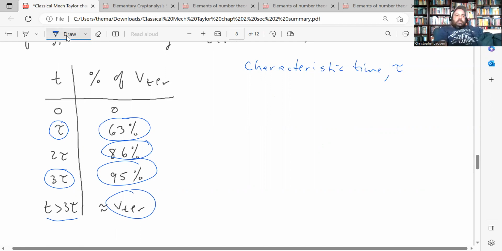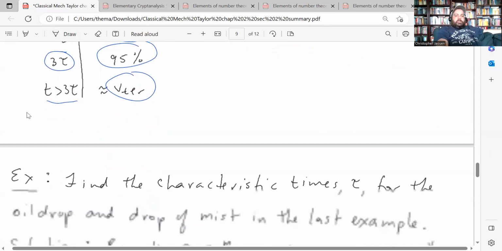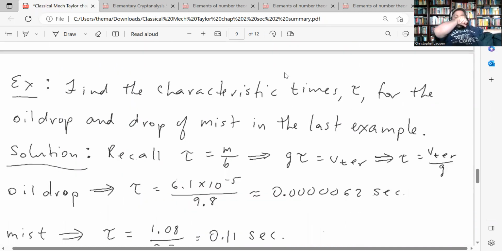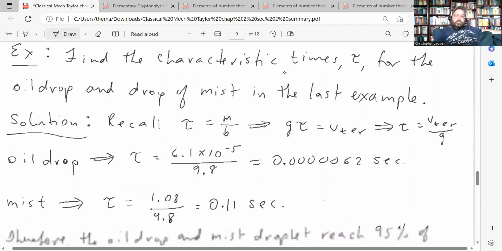So this parameter tau gives us a sense of how long it'll take the object to reach its terminal velocity. And he has an example where he asks us about this, and the question involves both the Millikan oil drop and the mist droplet that we were talking about before. Let me go through the correct one first. Let's do the Millikan oil drop, and then I'll correct some things in the one for the mist.